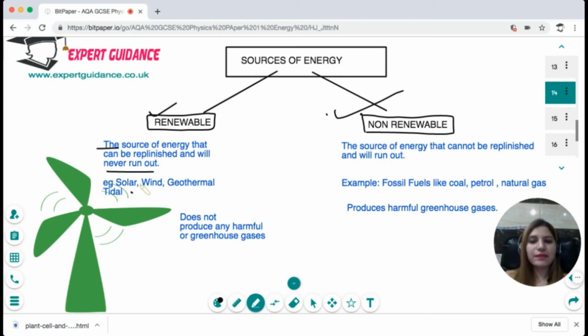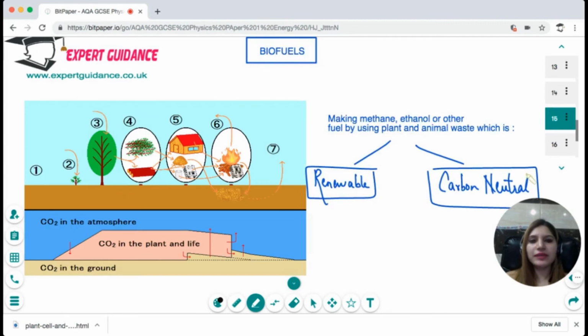For example, solar, wind, geothermal, and tidal, and it does not produce any harmful or greenhouse gases, whereas non-renewable are the sources of energy that cannot be replenished and will run out. Example, fossil fuels like coal, petroleum, natural gas, and non-renewable produces harmful greenhouse gases.